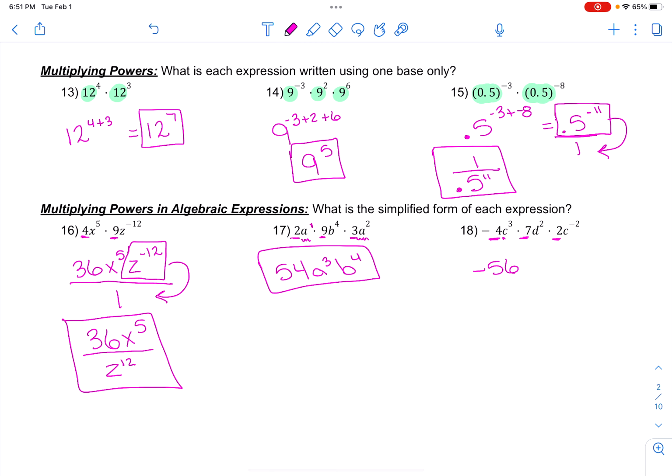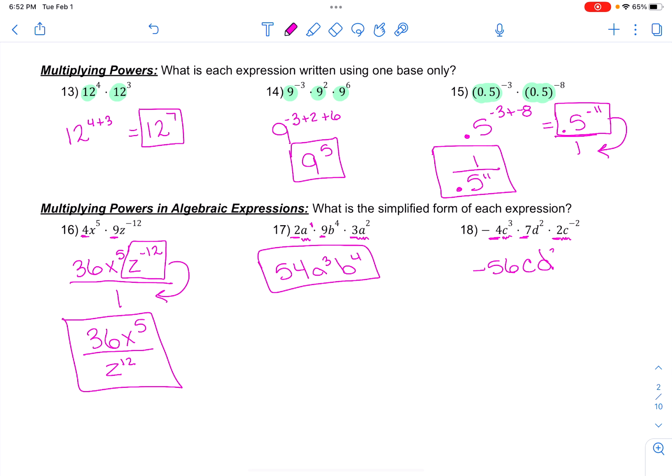We look for our common bases if we have any, and we do have c to the 3rd and c to the negative second. If we combine those like we did above by adding those exponents, 3 plus negative 2 is just 1, so it's just c. And then we have d squared, nothing to combine that with, so it just stays tacked on there at the end.